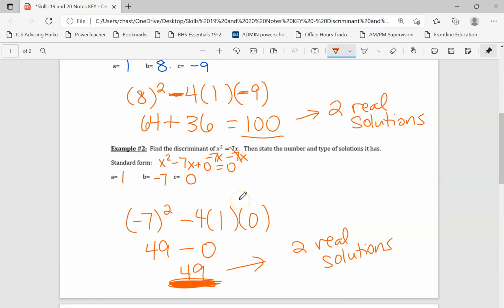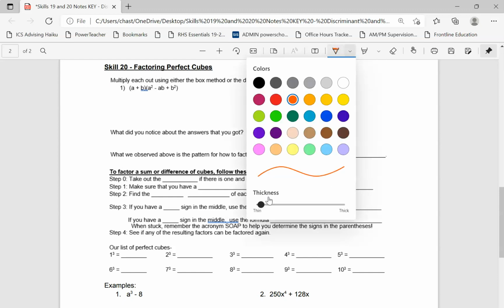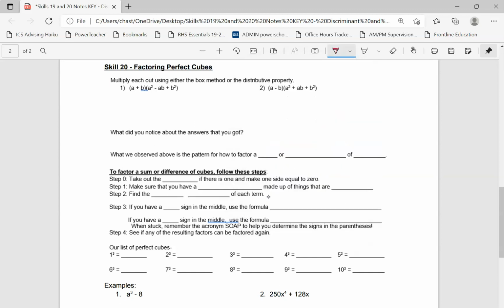discriminant. Now let's talk about factoring perfect cubes. To do this, we're going to start with a little activity where we are going to multiply out these binomials, or actually they're not binomials, but we have a binomial multiplied to a trinomial. What's probably best here is to use the box method.